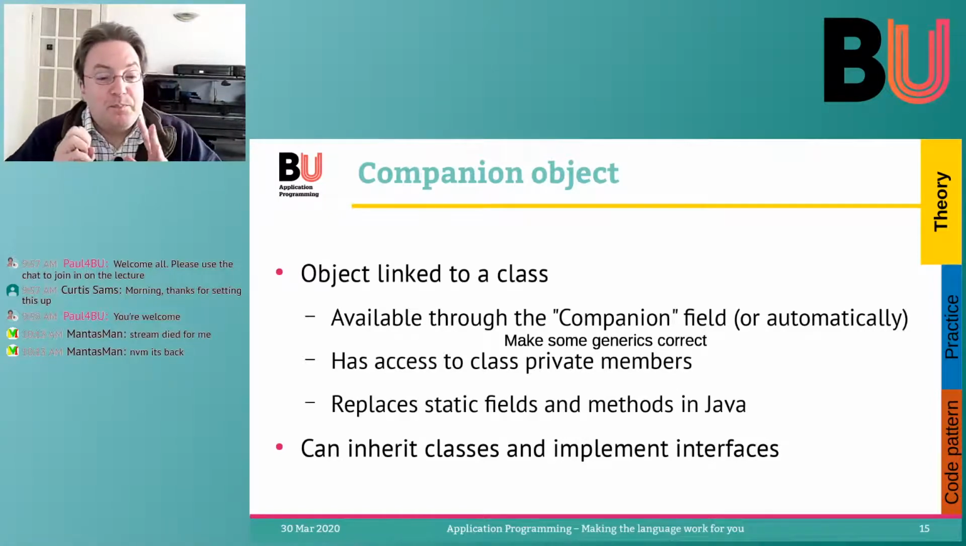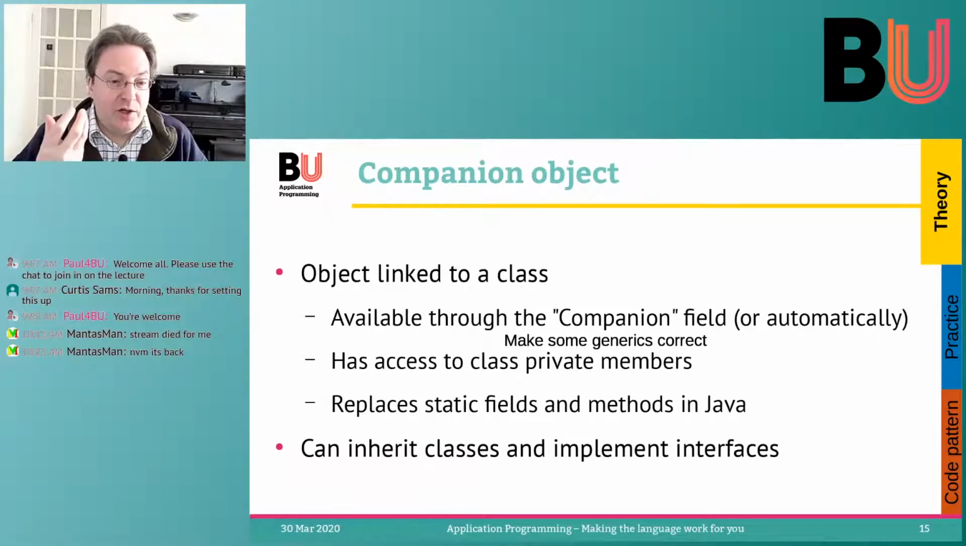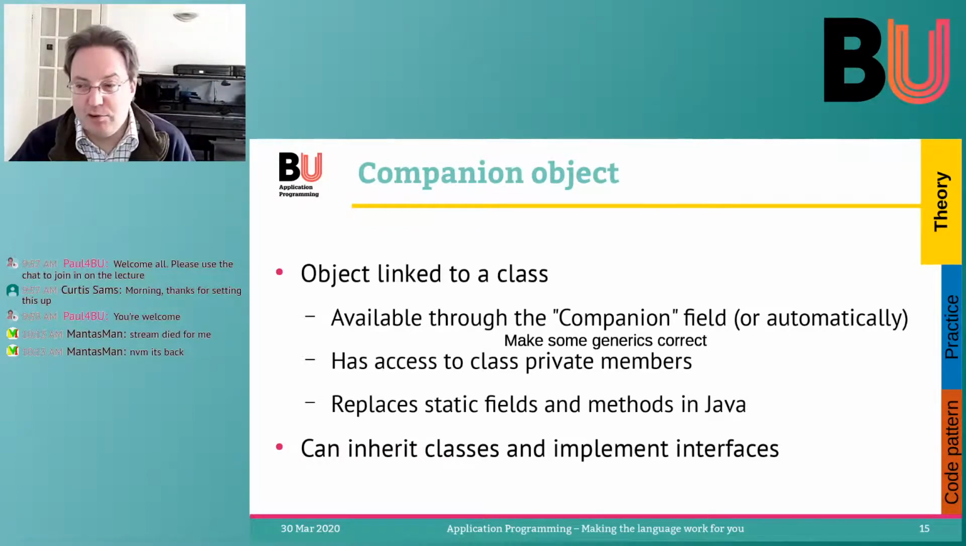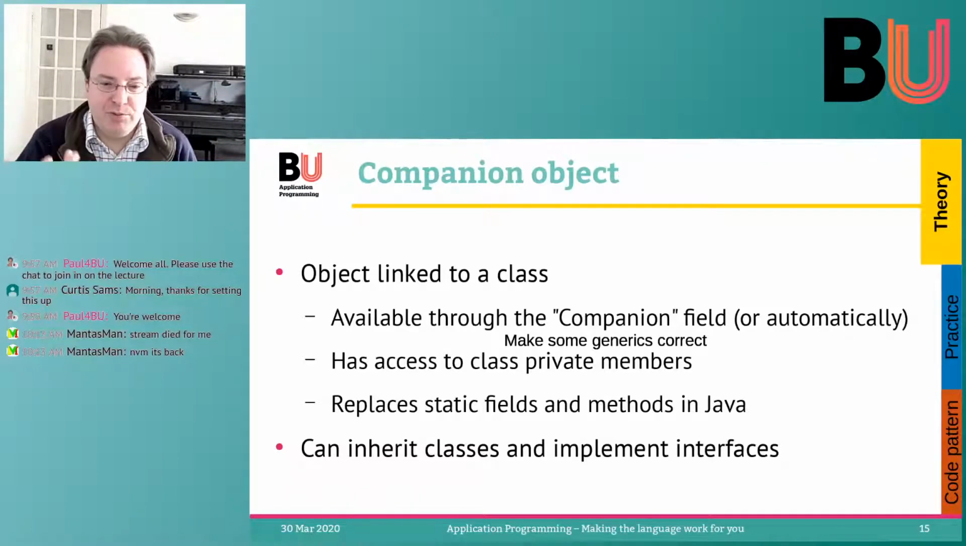Anyway, so we make this object available through the companion. If you create a companion object, it also creates a companion field on your class. If you do type.companion, you get the object. From Java you get the field.